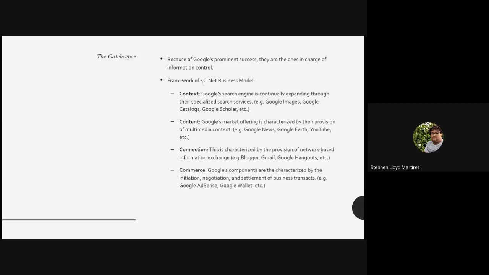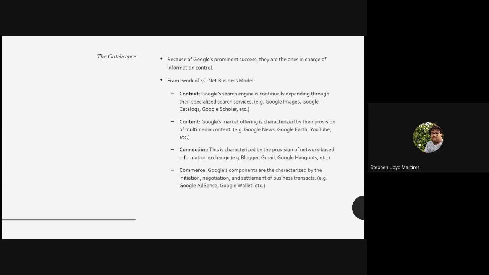And commerce. Google's components are characterized by the initiation, negotiation, and settlement of business transactions, e.g., Google AdSense and Wallet. Here's a Google result. Google is constantly expanding its commerce offers in the area of product search engine, product presentation, and price comparison. In this context, Google Product Search and Google Shopping are particularly important. Even though these offers originate in the context area, they increasingly focus on the initiation and negotiation of business transactions and can therefore belong to the area of commerce.